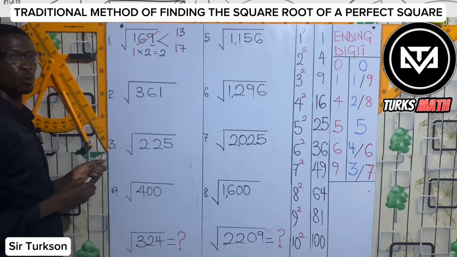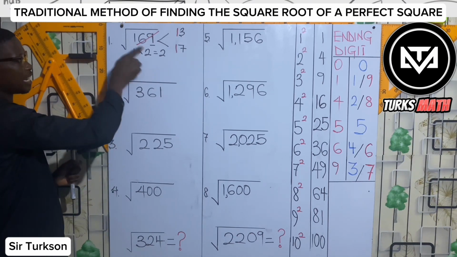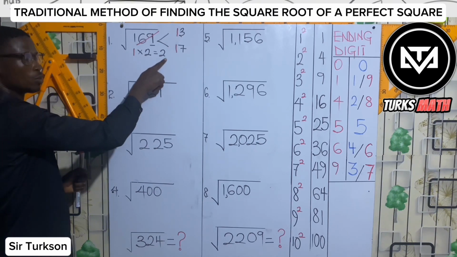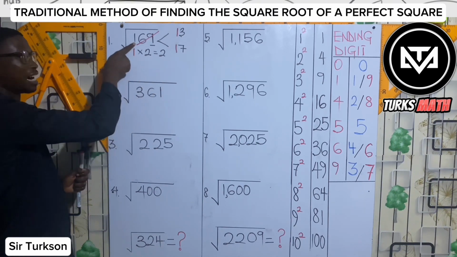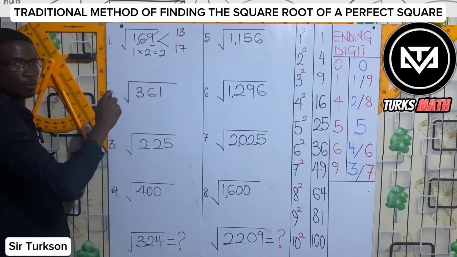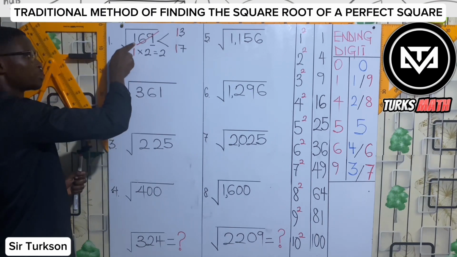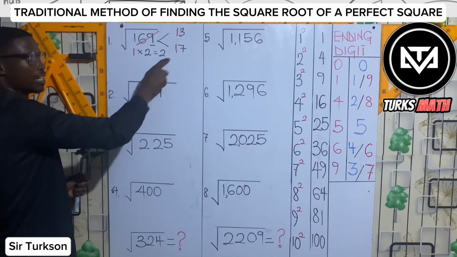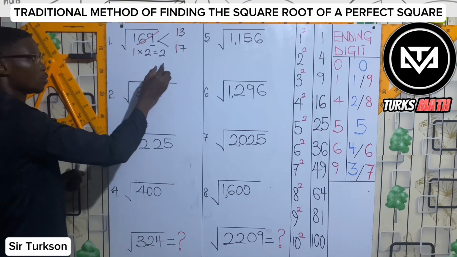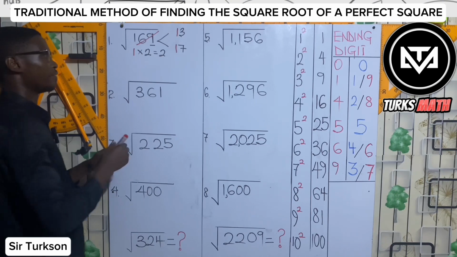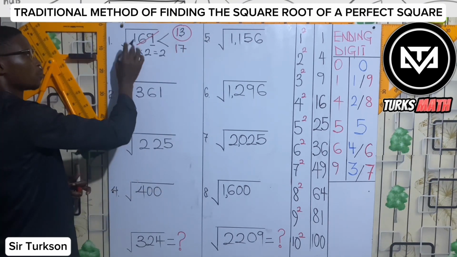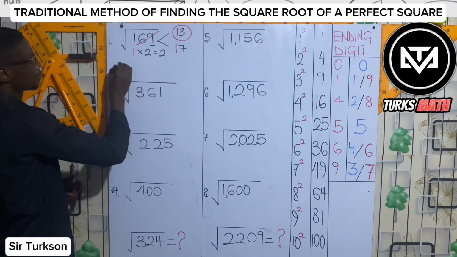The next step is to compare 1 and 2. 1 is less than 2. So if the value that you have here is less than the product here, you go by the smaller value. But if the value that you have here is greater than the product you have here, you go by the larger value. So you realize that 1 is less than 2, so I'll go by the smaller value, which is 13. Therefore, the square root of 169 will give us 13.